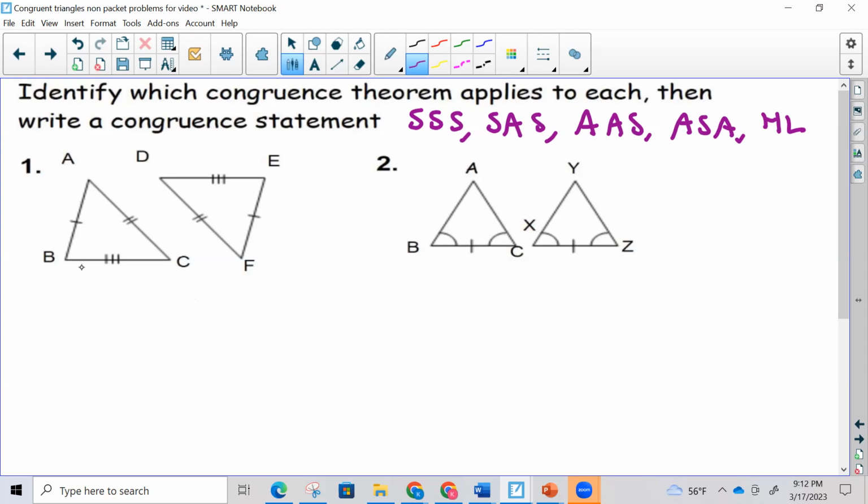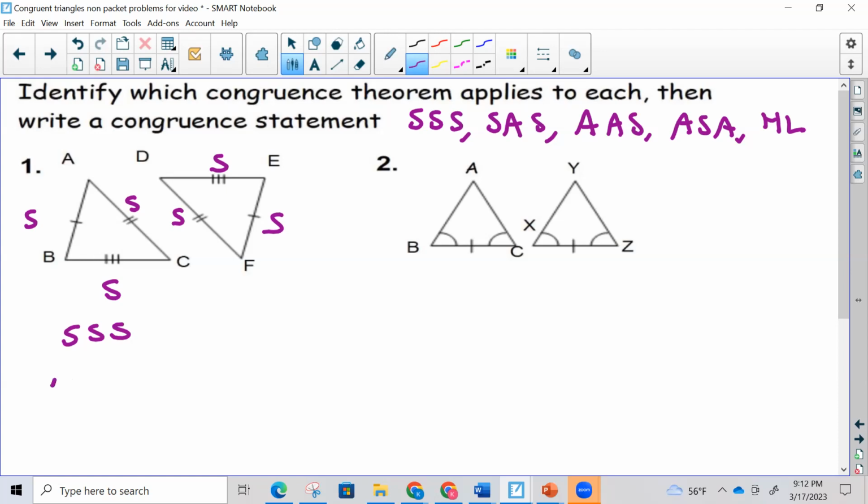And so if I look at this first one, I can see I have tick marks, with AB and EF each having one tick mark. So that side is congruent. So this is one side. I have AC is congruent to DF. So that's the second side. And I have BC is congruent to DE, again because of the tick marks. So this one usually is the easiest one to see. This is side, side, side. So these are congruent by side, side, side.